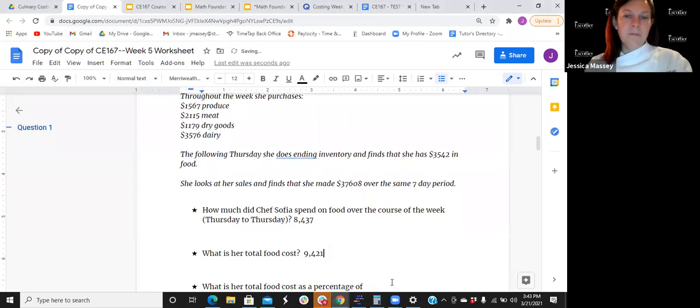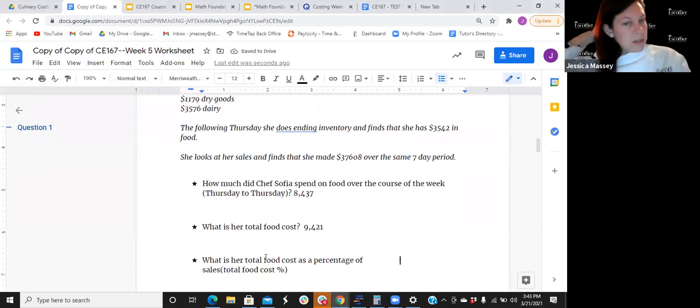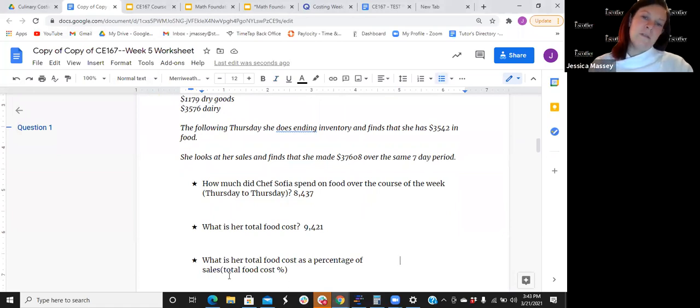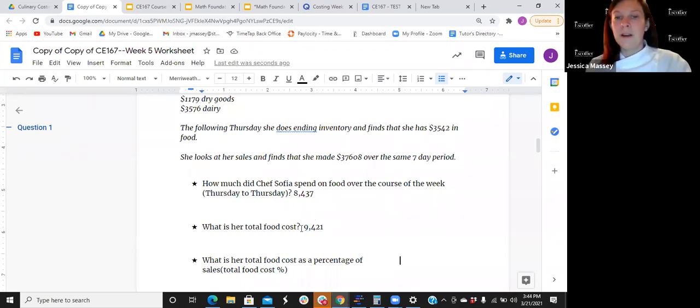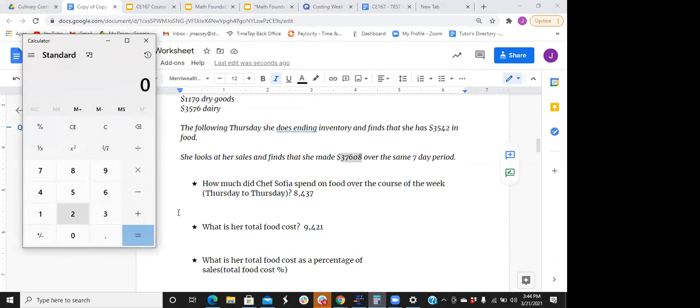All right, same kind of going down. Next one. What is her total food cost as a percentage of, oh, that's worded weird, of sales? I don't know why that threw me off. Her total food cost percentage is what we're asking. So you take your total food costs, which we just found out was 9,421, and you would divide it by how much you sold in food, or how much you charged your customers, which was 37,608. I got 25%. Perfect. That sounds right.